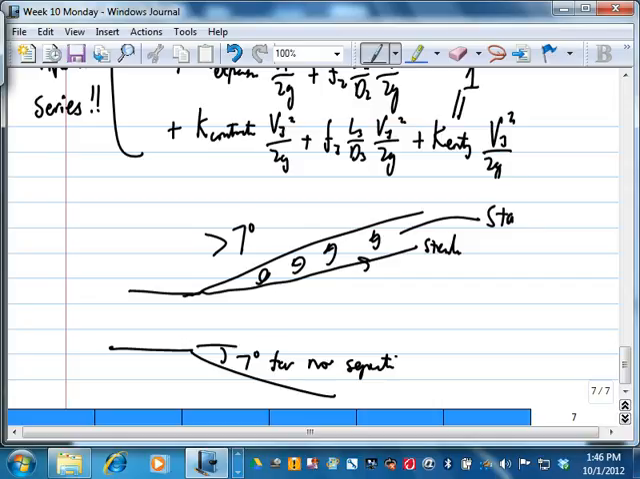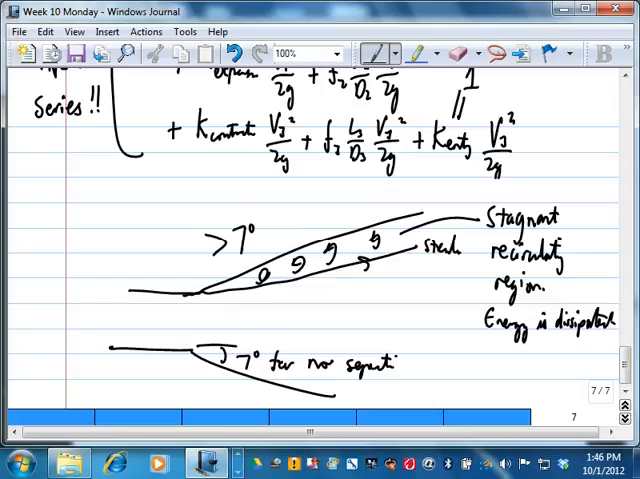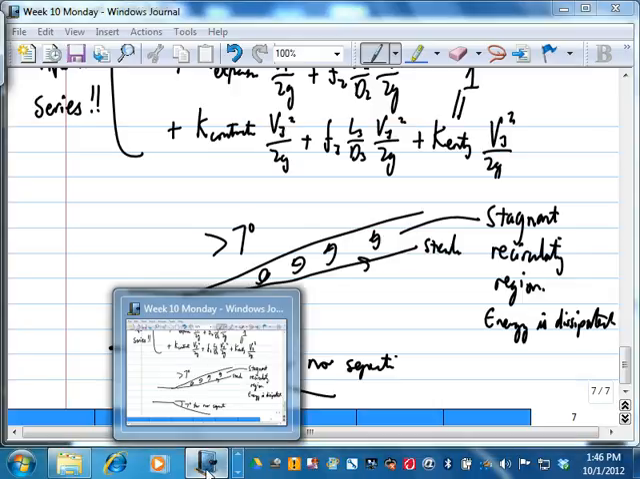Stagnant, S-T-A-G-N-A-N-T, recirculating region. Alright, where will the energy dissipate? Is dissipated. Alright, so if you want to bother to do a diffuser and you want to do a good job, you have to have a fairly long diffuser so that it diffuses at a very gradual angle. Okay, save this one. Any questions so far? Alright, save.